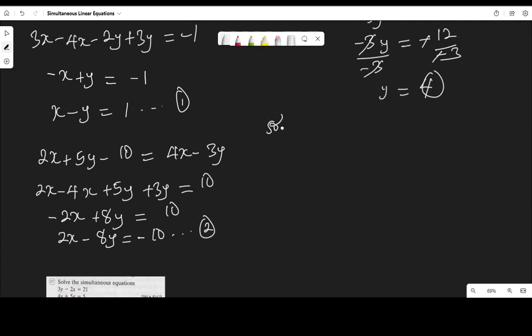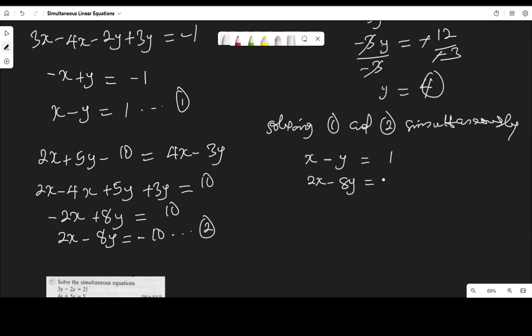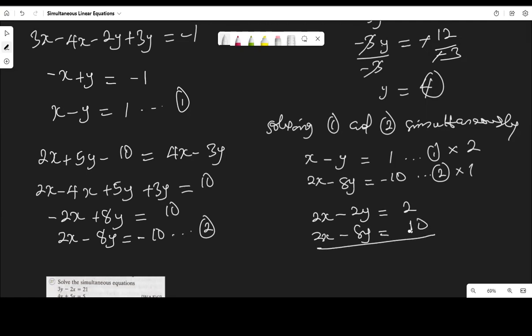Solving equation 1 and 2 simultaneously. Let me write them together so that you can look. Equation 1: x minus y equal to 1, then 2x minus 8y equal to negative 10. This is my equation 1, and this is my equation 2. I will eliminate x. The coefficient is smaller here, and to do that, I'll multiply equation 1 by 2 and this one by 1, so that 2 times this is 2x minus 2y equal to 2. 1 times this is still 2x minus 8y equal to negative 10.